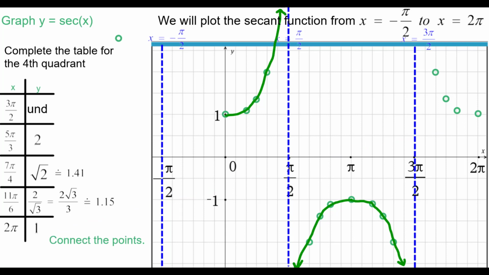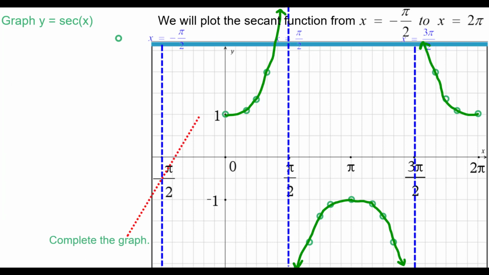Connect the points. And again, we're getting that half of a U-shaped curve like we got here in the first quadrant, just going the other direction. So let's go ahead and complete the graph here. Going from 0 to negative pi over 2. You can see it's going to go back the same way.